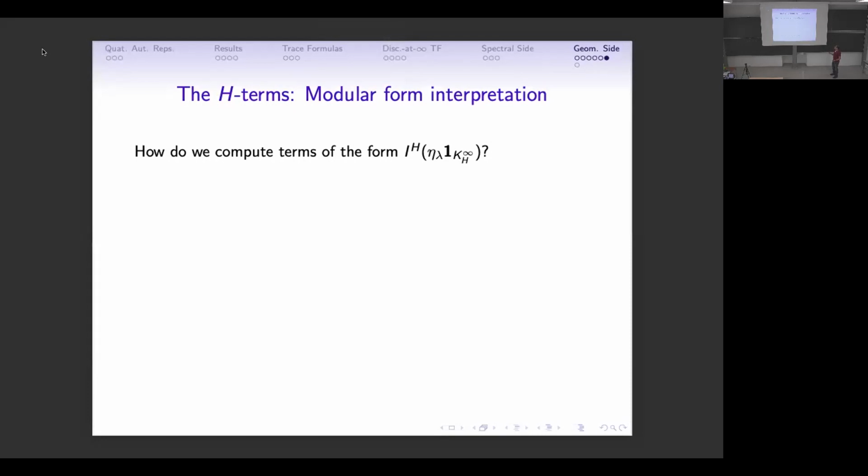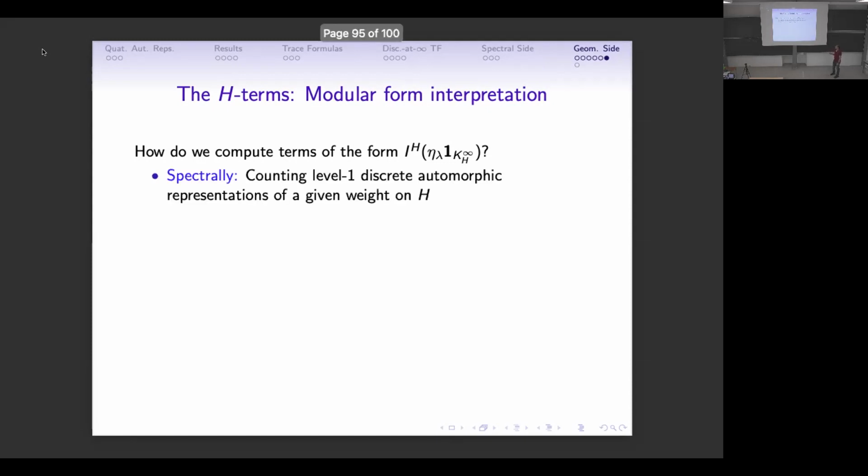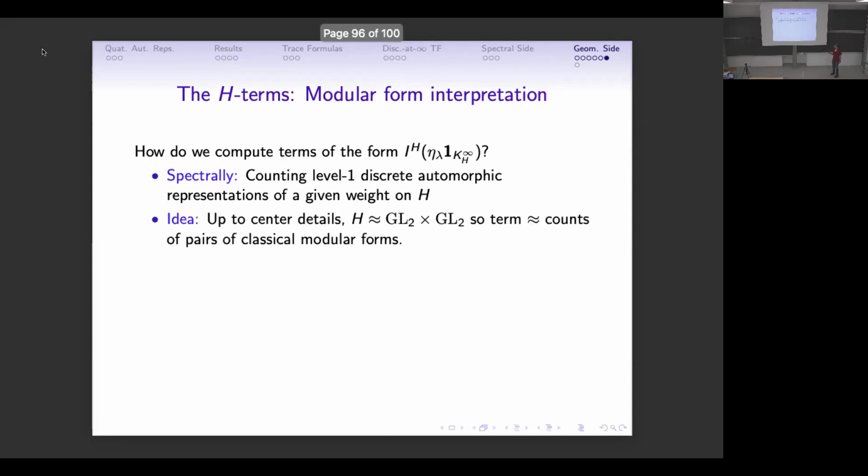Then after that, we need to compute terms of the form IH with an Euler-Poincare function. You just expand it, it's linear. So you have terms like this. What is this doing? Spectrally, this is counting level 1 discrete automorphic representations of a given weight on H. The main idea is that H is, remember, SL2 cross SL2 mod plus or minus 1. So up to center, this is the same as GL2 cross GL2. So what you should expect is that counting discrete automorphic representations here should be approximately the same as counting pairs of classical modular forms.